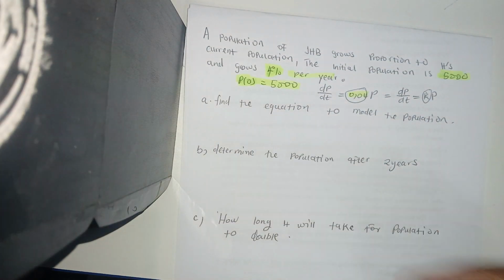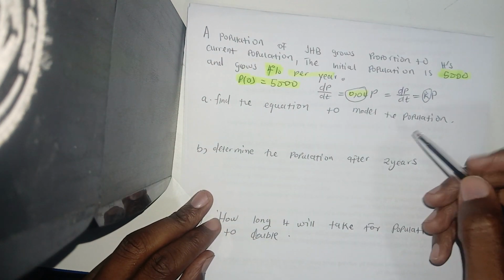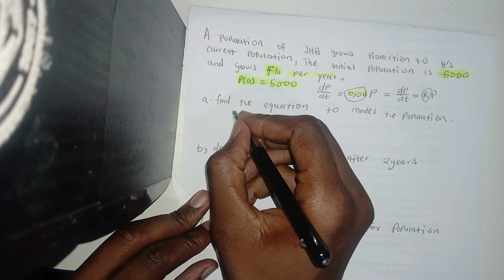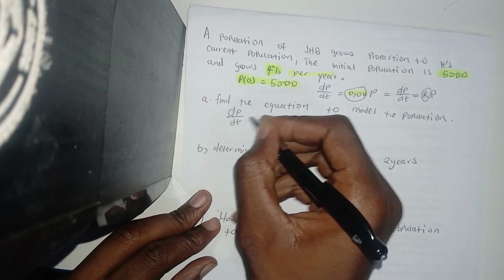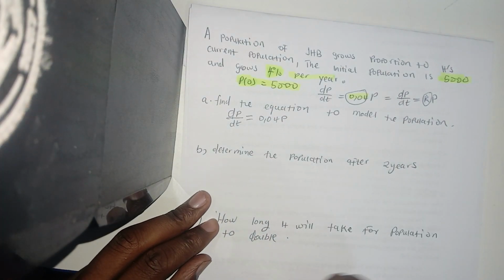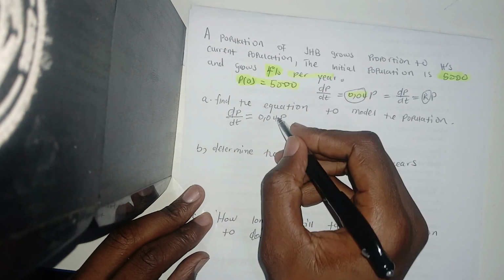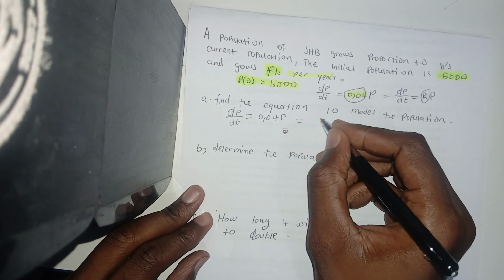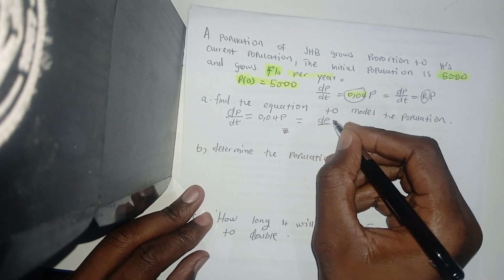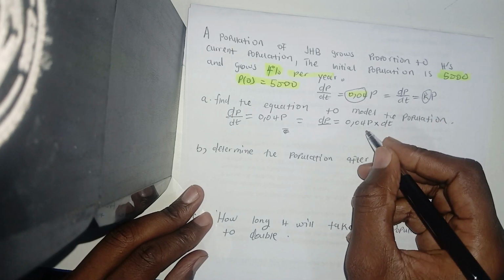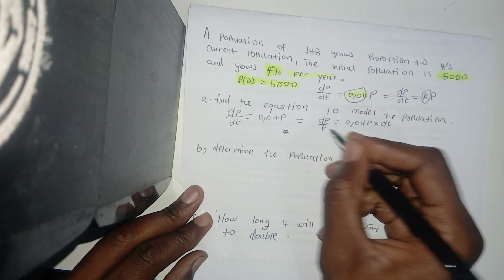So now let's go to the first question. Find the equation to model the population. How do we find this kind of an equation? We just have to put it here: dP over dt is equal to 0.04 P. So what is it that we have to do? We have to do direct integration. So dP equals 0.04 P multiplied by dt. Then we divide both sides by P.